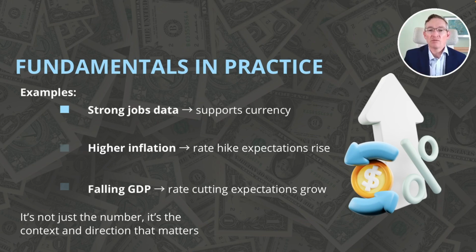Okay. What about falling GDP? Maybe a central bank says we're concerned about growth and we may need to cut interest rates more deeply than we previously expected. Then all of a sudden there's a GDP print and it's lower than markets were expecting. Then all of a sudden rate cutting expectations grow and the currency falls. So remember, what I want you to see, and you should be understanding this by now, it's not just the number, it's not just the data. It's not just, oh, jobs data is always important, inflation. No, it's the context. And remember, that context is derived from what the central bank is telling you.